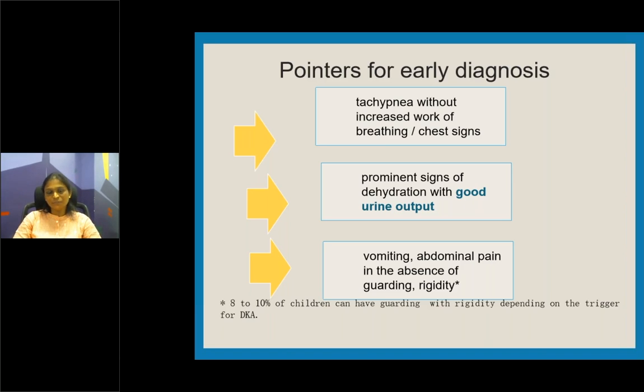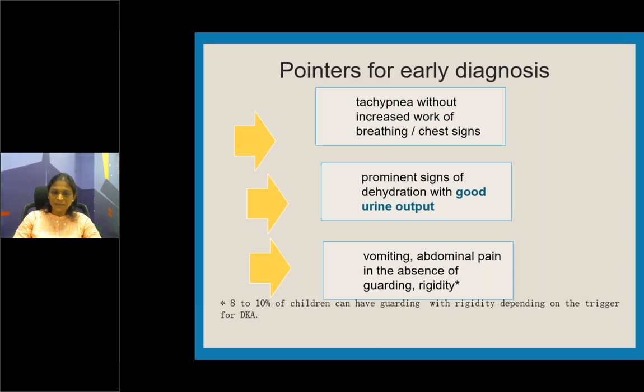And when there are signs of prominent dehydration, we always ask the parents, when did the child last pass urine? The mother will tell easily that the child is passing urine well and has passed recently, almost 2 hours back. And if that is the case, we have to ask them. There are some patients who tell that the child is waking up to pass urine at night, which is nocturia. But the majority of them don't come out with a history. Their lethargy and weight loss becomes the prominent complaint. So nocturia and good urine output in the presence of prominent signs of dehydration is again a pointer for early diagnosis.